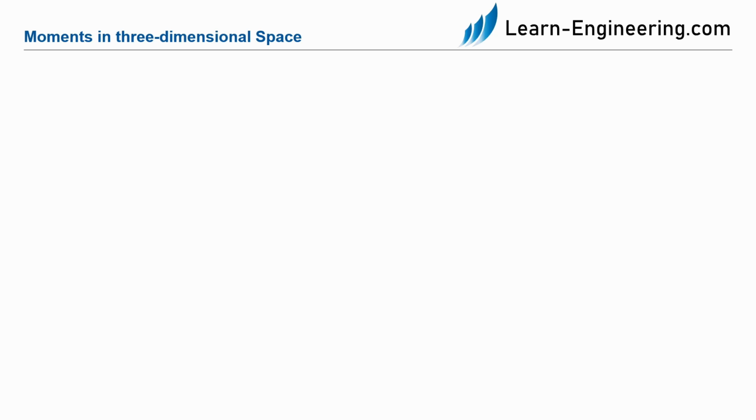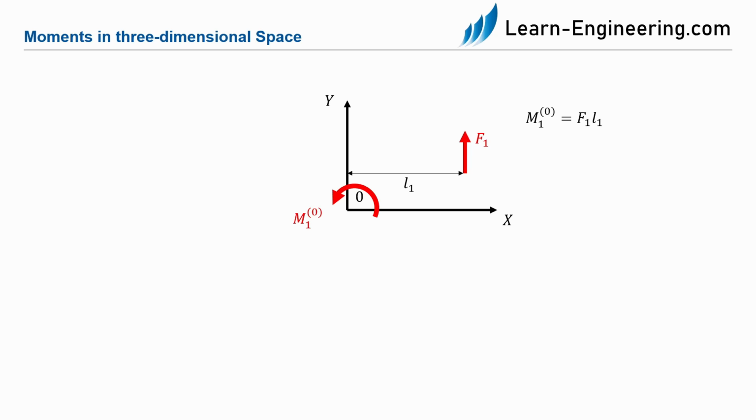We have learned how moments are formed in 2-dimensional space. But what about moments in 3-dimensional space? Here in the example, we have a force F1 on an xy plane in 2-dimensional space. We now want to find out the exerted moment of the force F1 in relation to point 0. As we have already learned in the previous sections, we know that this is an anti-clockwise movement with the equation M1 equals F1 times L1.